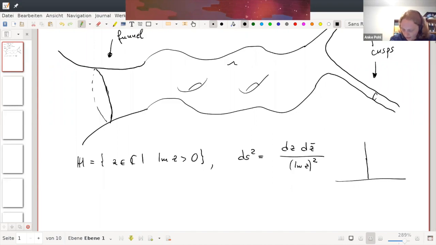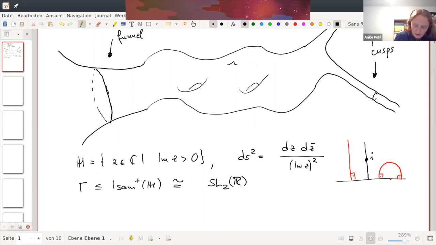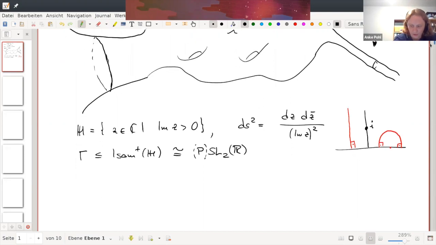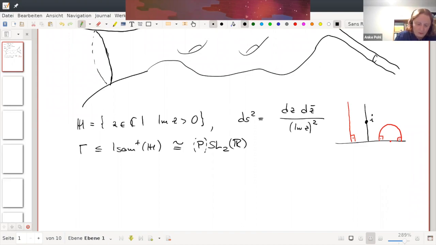It's just a half plane, somewhere here is i. We're interested in straight lines, so we're interested in geodesics. They look like this. Either they are straight lines up or down, or they are semicircles orthogonal to the boundary, with center somewhere here. We take a discrete subgroup of the group of Riemannian isometries, only the orientation preserving ones. These can be identified with SL2R, or to be absolutely precise, the projective version of that. Feel free to ignore this P here. The action is by the well-known fractional linear transformation or Möbius transformation, as we all know from complex analysis.